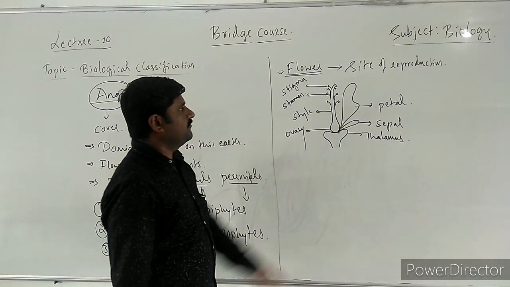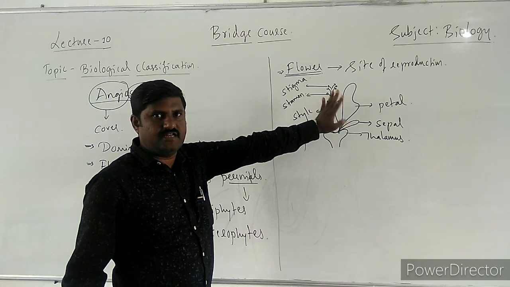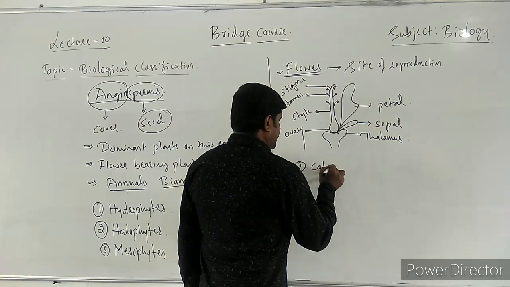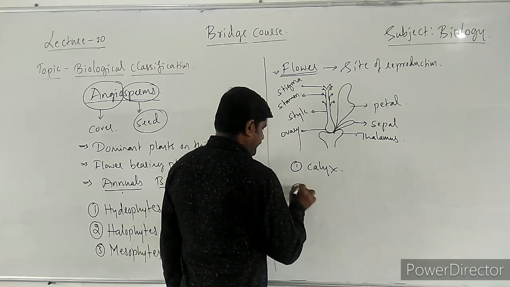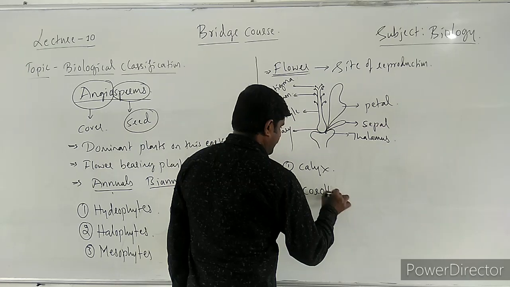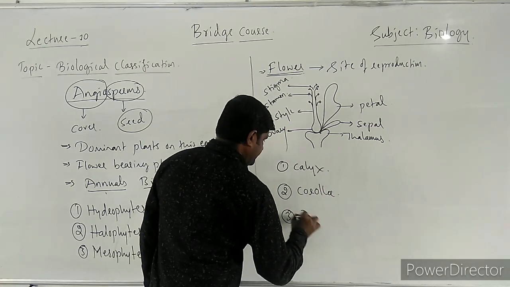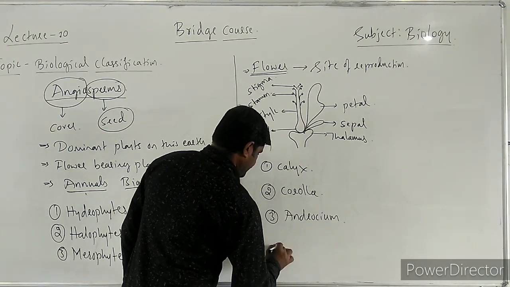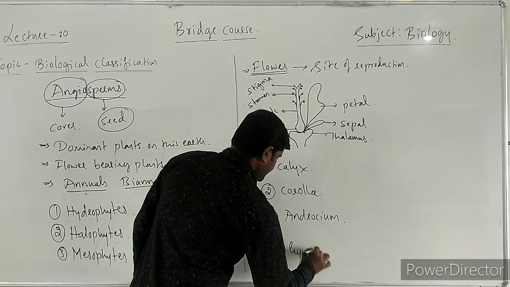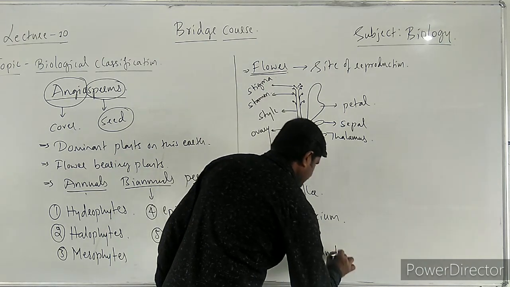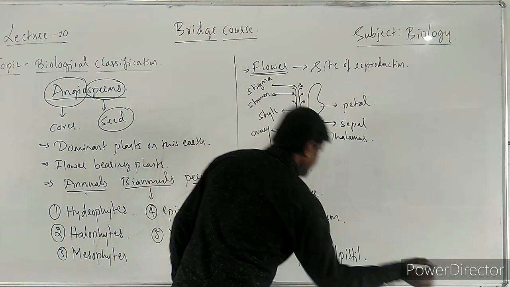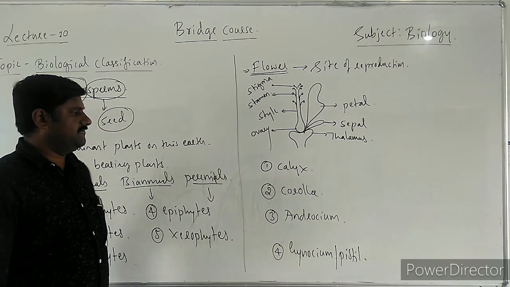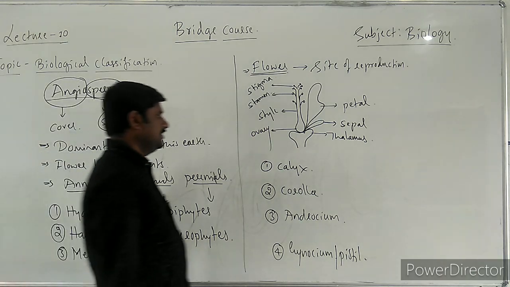So it has four major parts. In a flower, there are four major parts that we come across. One is calyx, second one is corolla, third one is androecium, and fourth one is gynoecium. Right? This is also called pistil. Okay? So these are the four major parts of the flower that we come across over here.